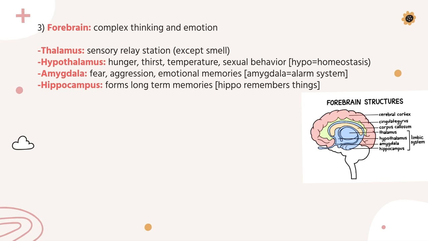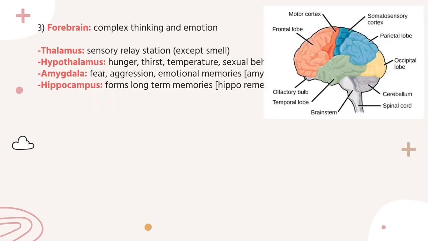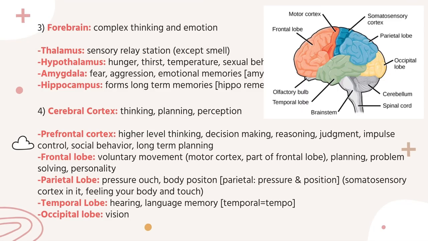The amygdala is fear, aggression, and emotional memories. It's like the alarm system. The hippocampus forms long-term memories, though. I like to think the hippo remembers everything. Four is the cerebral cortex, which is thinking, planning, and perception.